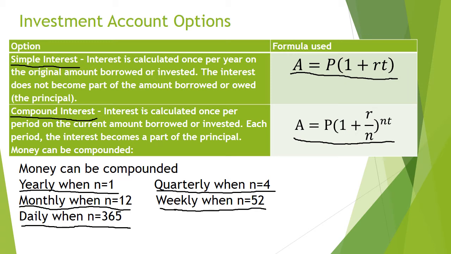So again, the options are simple interest, where the interest is not added to the principal, and the interest is calculated once a year. And compound interest, where the interest becomes part of the principal, and the interest is calculated once per period, and this period can be once a year, once a month, daily, once in each quarter, and weekly.